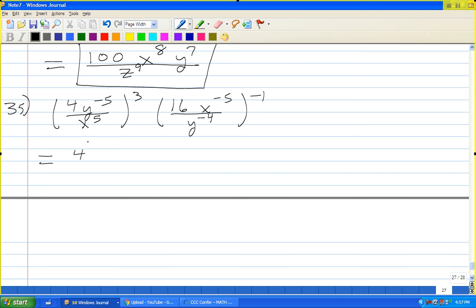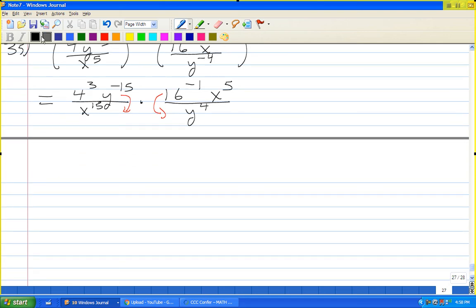So 4 cubed, negative 5 times 3 is negative 15, 5 times 3 is 15. Raise each of these to the power negative 1. Negative 5 times negative 1 is 5. Negative 4 times negative 1 is a positive 4. Let me bring the negative exponent down.